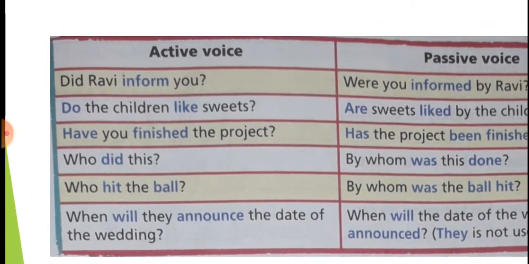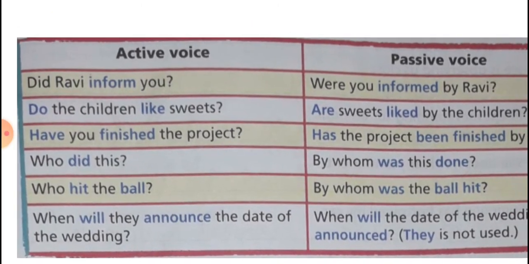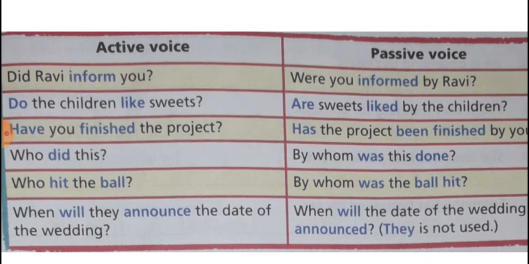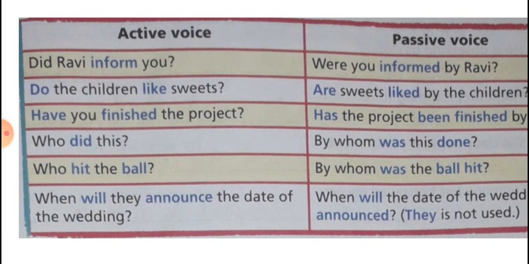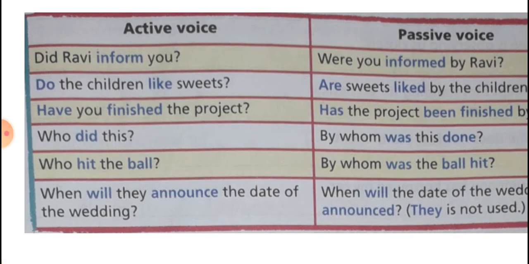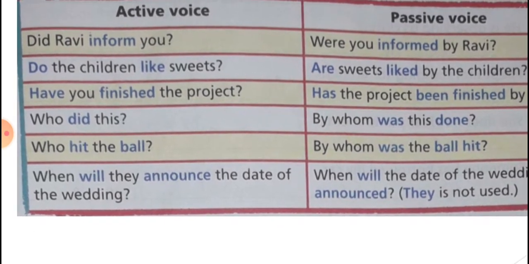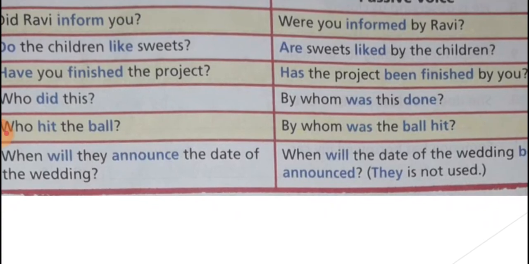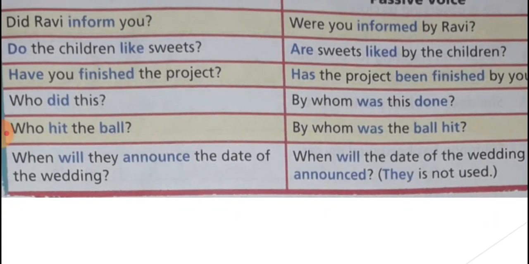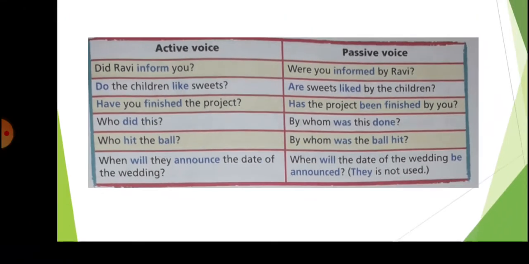See, did Ravi inform you? Did Ravi, it is past. Okay, it is past indefinite, so in past indefinite we use the third form. So, were you informed by Ravi? Do the children like sweets? Are sweets liked by the children? Have you finished the project? So we have to change it into "has". We don't have to put "have", because we use "have" with "you". But here the project has come into the subject, so we will use it with the project, so here "has" will be used.